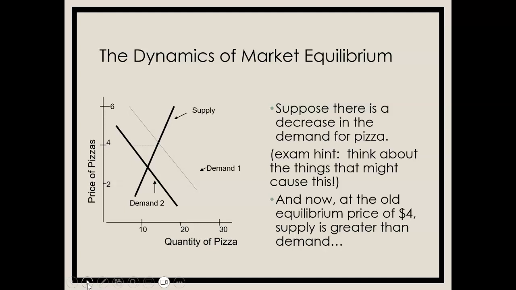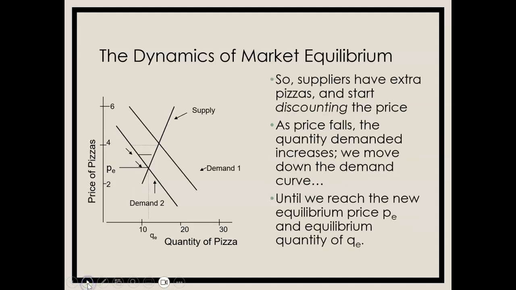Now, firms aren't going to react immediately to this change in demand. So at the old equilibrium price of $4, which most firms are probably still charging, at least for a while, the quantity supplied is now greater than the quantity demanded. So what happens? Suppliers look at this and they say, now I have slices of pizza that I can't sell, so I'm going to have to start discounting those slices in order to get them to move.